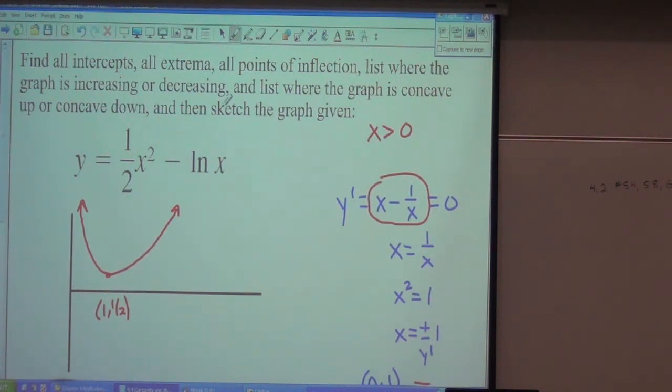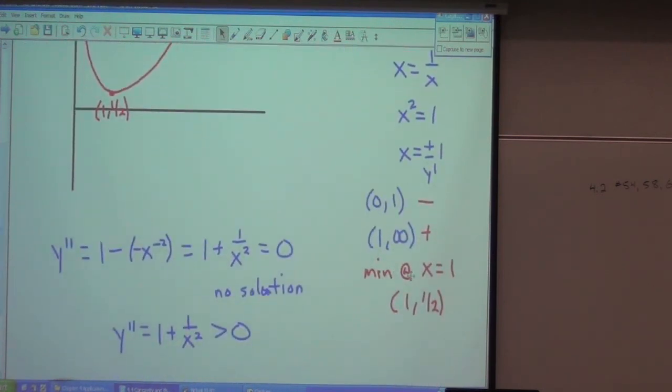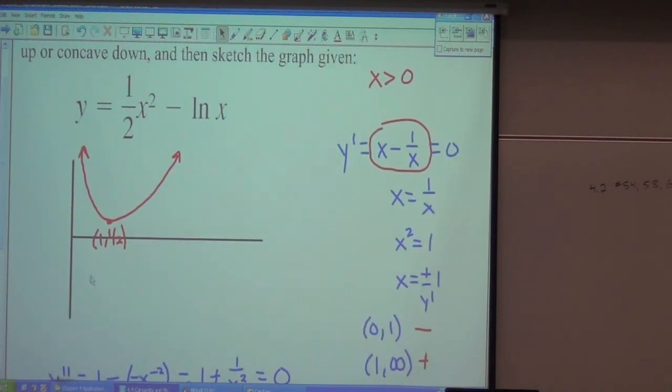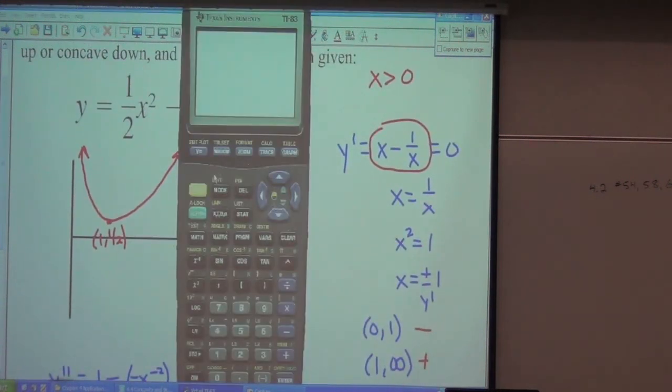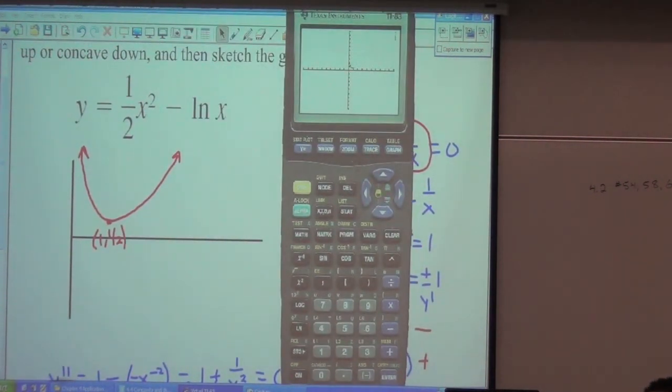Where's the extrema? There's right here at 1, 1/2. That's a relative minimum. Let's just check that with the calculator. Think of a graphing calculator? Because look at that.